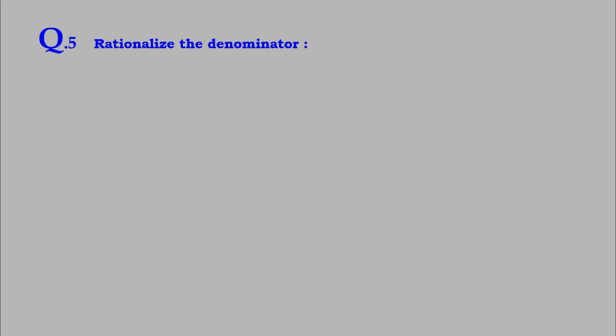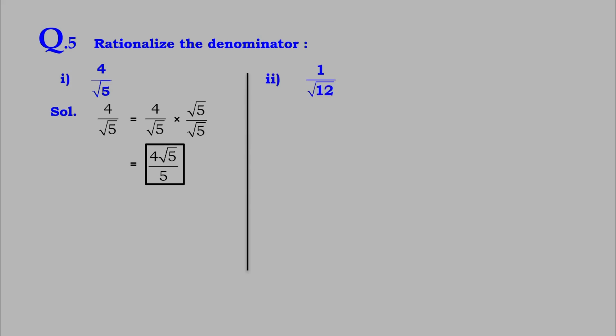Now question number 5. Rationalize the denominator. 4 by root 5. So root 5 here is irrational, so we have to rationalize it. Whenever we have an irrational number in the denominator, we have to multiply by the same irrational number so that it becomes a rational number in the denominator. So here comes 4 root 5 by 5.